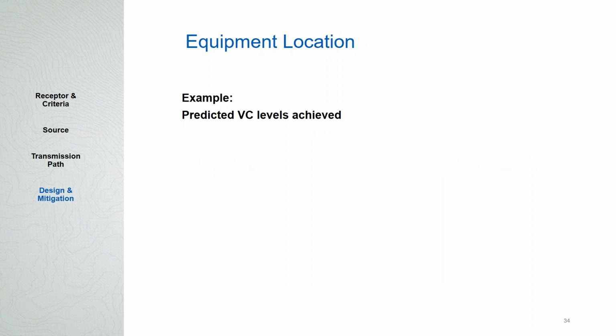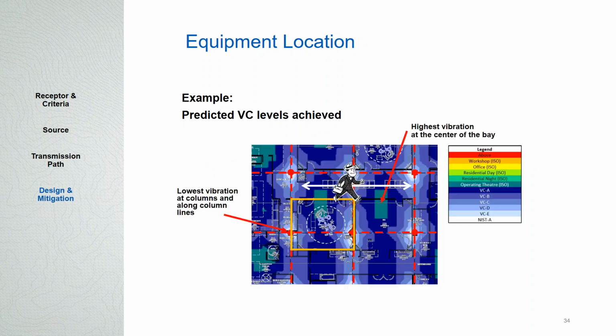And if we look at the actual predicted levels, the vibration levels that we're expecting, it follows a similar sort of pattern. We have the sensitive equipment, we have the walker up here, and then we get the highest vibrations. It's just in the threshold of perceptibility in the center of the bay. But if your equipment is located along the column line here, you're not ISO operating room anymore. You're now one level lower. So you're getting a better vibration performance just by wisely choosing where you locate your equipment.